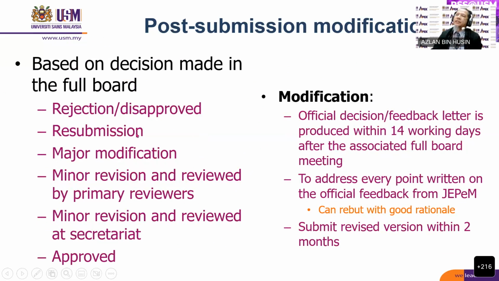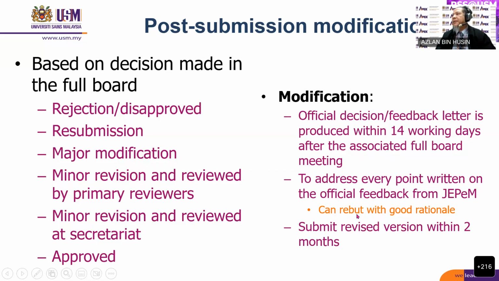A resubmission means the whole thing needs to be overhauled, or major modification, especially when the method is not scientifically sound and potentially causes ethical violation, for example. Or it can be a minor revision that can be reviewed by reviewers because it requires some scientific knowledge to review the correction. Or sometimes it's just typo errors here and there, and then it can be reviewed at secretariat level based on the comments made in the meeting. Then the approval letter can be provided.